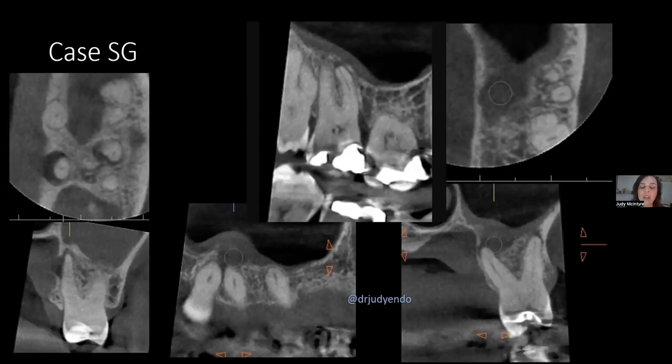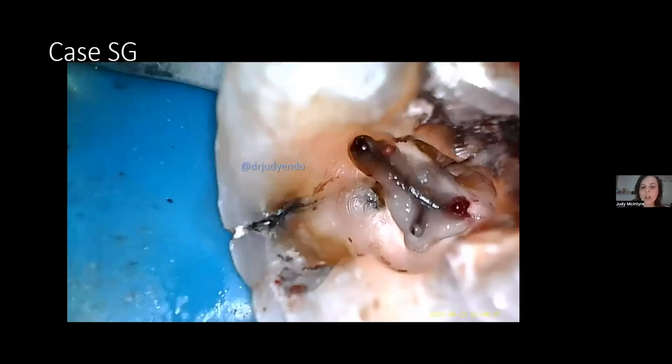This tooth has a lot of healing to do. That crack will never heal. But with endodontics, all of this will heal. This bone will not. However, after the root canal, I'll address how I seal this up.